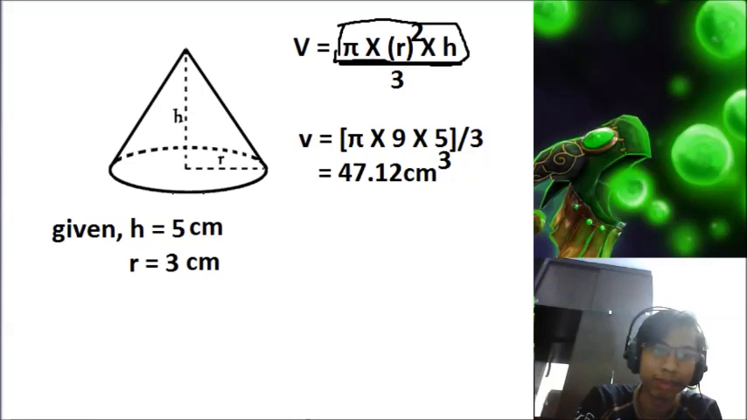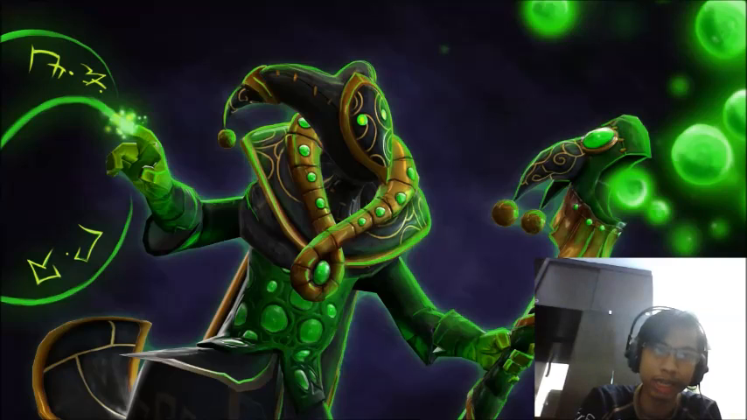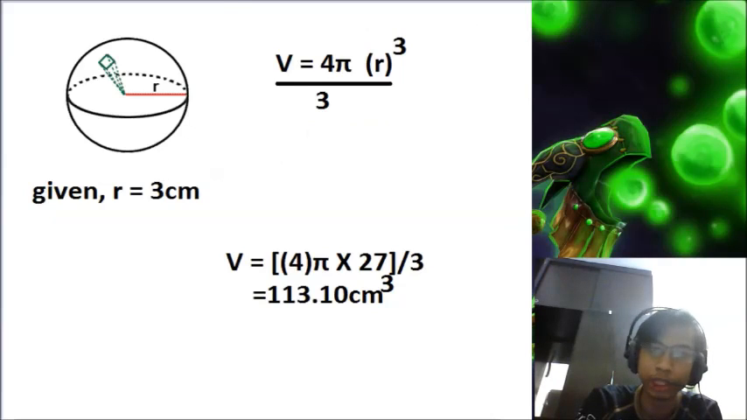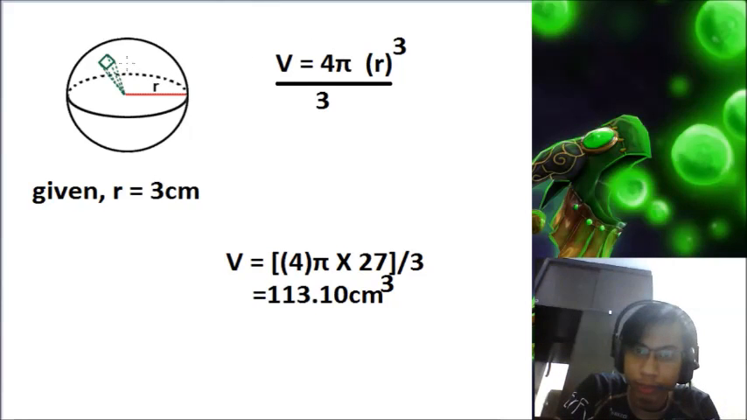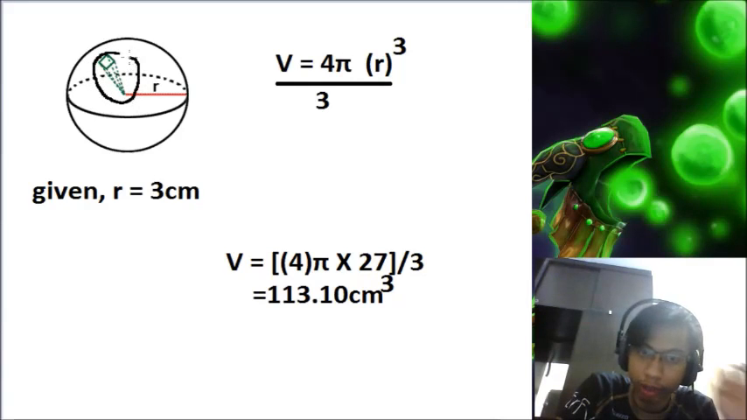Alright, moving on to our final shape. Final shape, that is the sphere. Look at this. A sphere. This is going to be a little bit complicated. Bear with me. A sphere is actually made up of an infinite number of pyramids. You know how to calculate a pyramid, right? Length times width times height over 3. This is the volume of a pyramid over here.